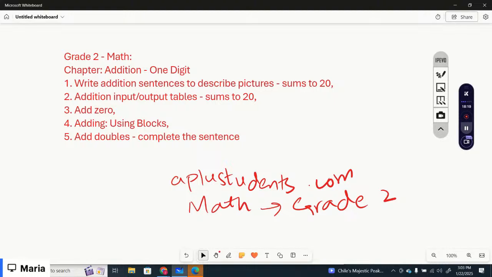There you can find a list of the chapters. We are going to start with the chapter additions, one digit. The lessons we're going to cover today are write addition sentences to describe picture sums to 20, addition input output table sums to 20, add 0, adding using blocks, add doubles, complete the sentence. So please make sure you have your notebook and pencil so that you can note down the important examples and definitions as well.